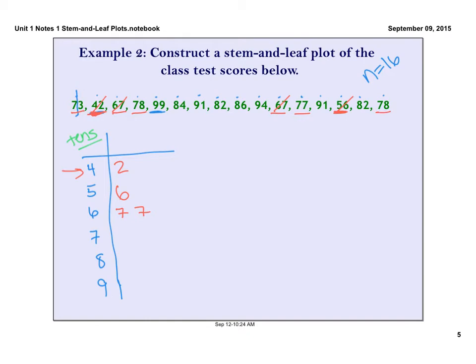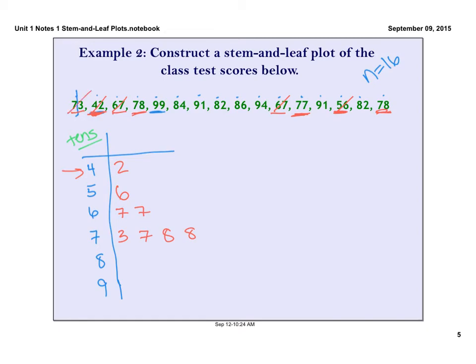So here's where I need to be careful. I have to list these leaves in numerical order. So my lowest one is a 73. That's my first 70. Then I have a 77, so I'm going to list my 7. Then I have the 2 78s, so I'll list 8 twice. So notice that even though they're in a different order in the data set, I put them in numerical order in the stem and leaf plot.